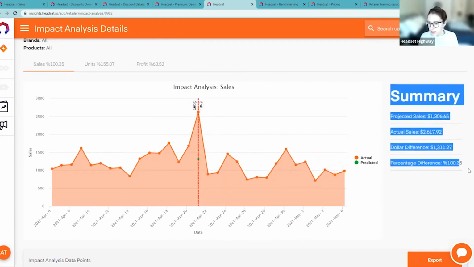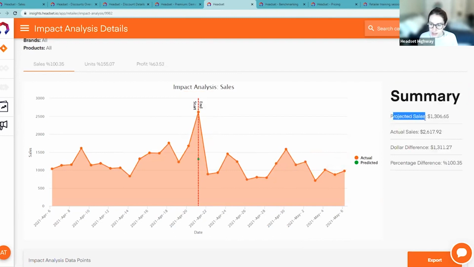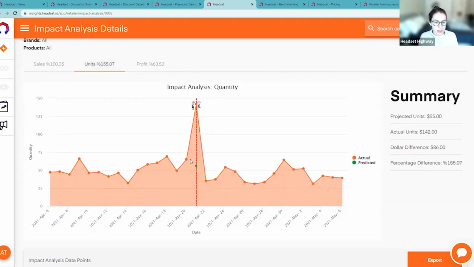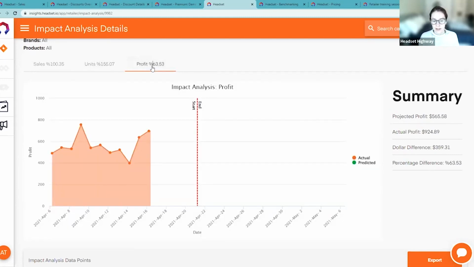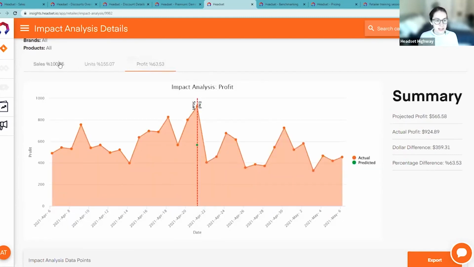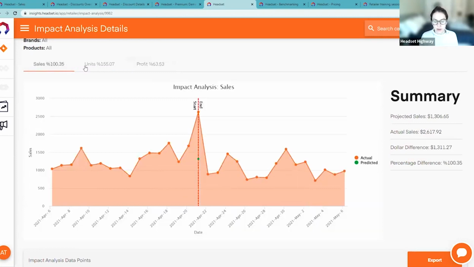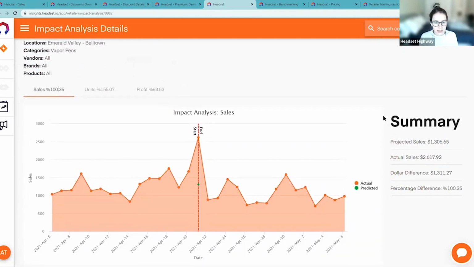Now, if I look over to the summary, I can see what my projected sales were, what my actual sales were, the dollar difference, and then the percentage difference. So if you are that GM that's doing this analysis, you could pop these numbers into that report that you're running and have that ready to go in terms of sales. Now you can also look at it by units sold as well as the profit. So there's lots of different analytical units that you can grab from this impact analysis.